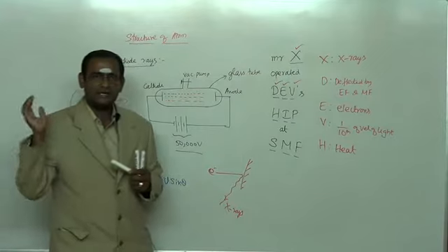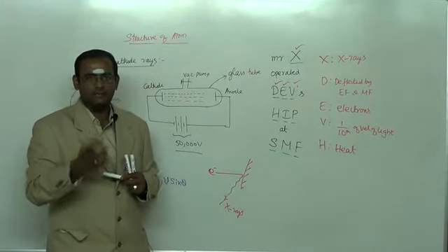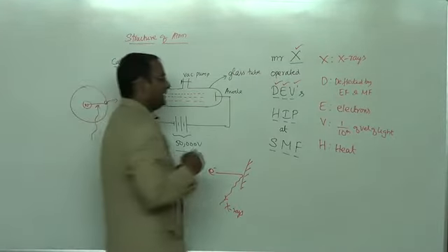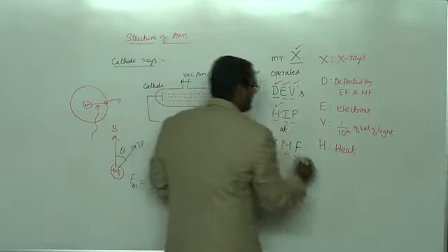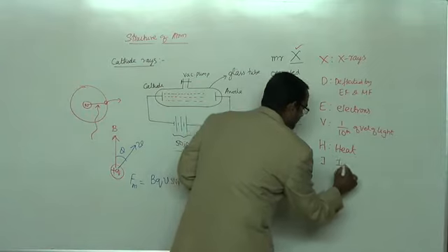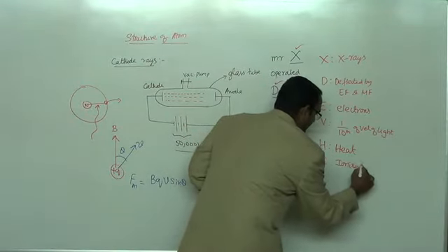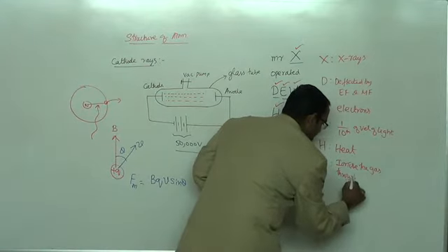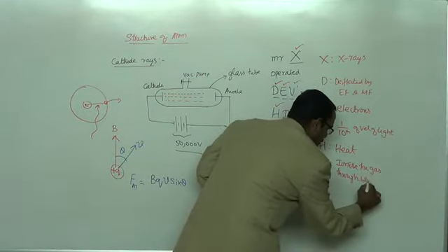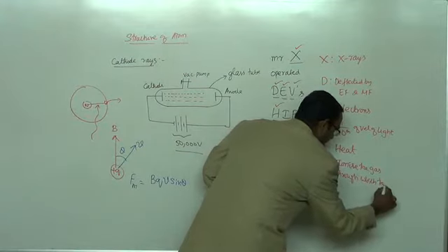When cathode rays impinge on any solid material, they produce heat. The production of heat is given by the letter H. Now what does this I stand for? I stands for they ionize the gas through which they pass.